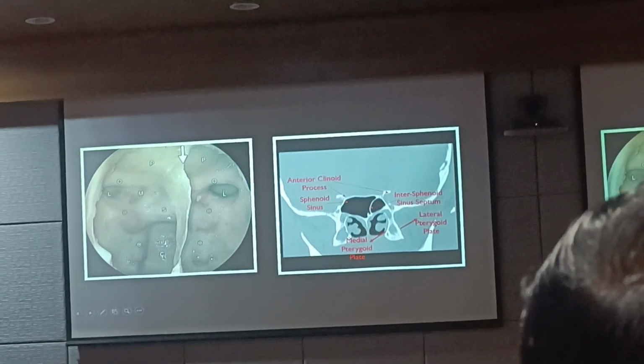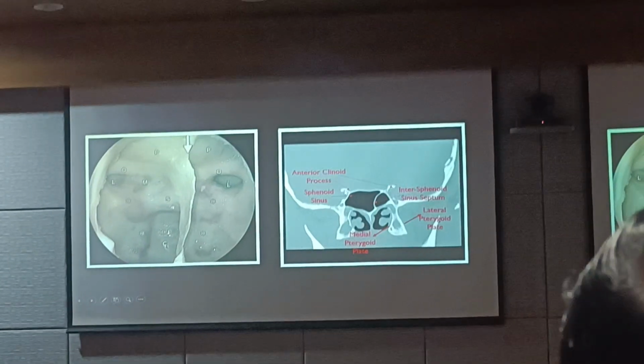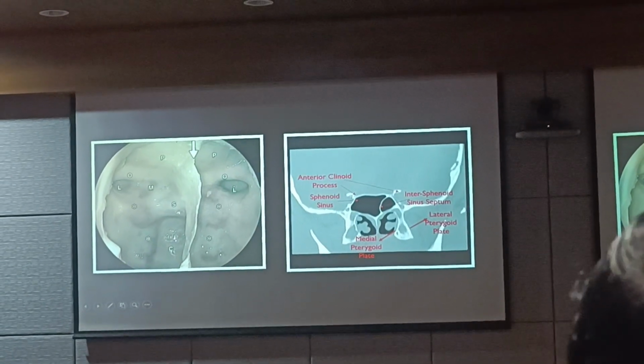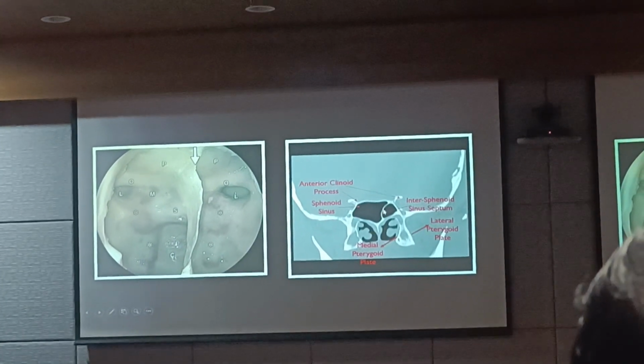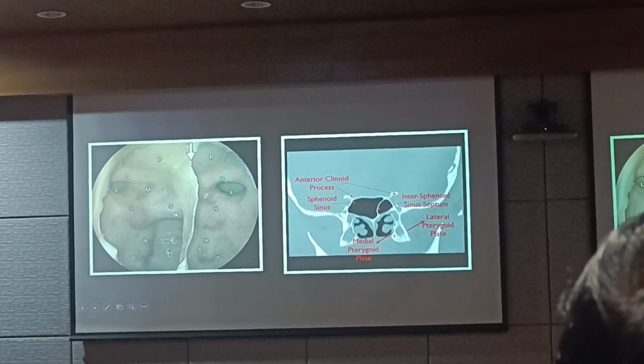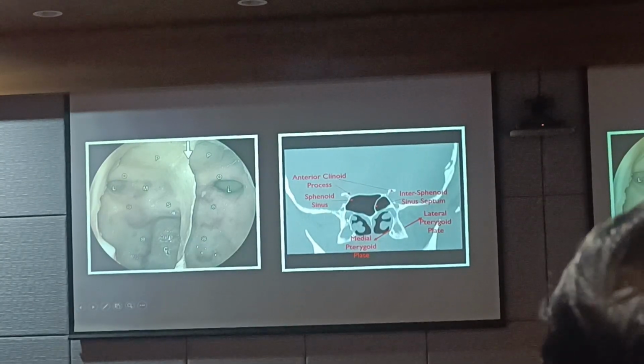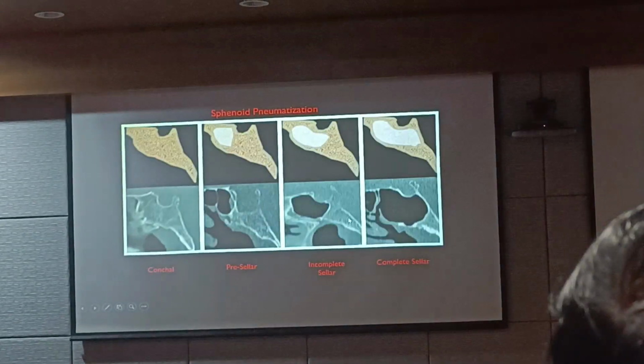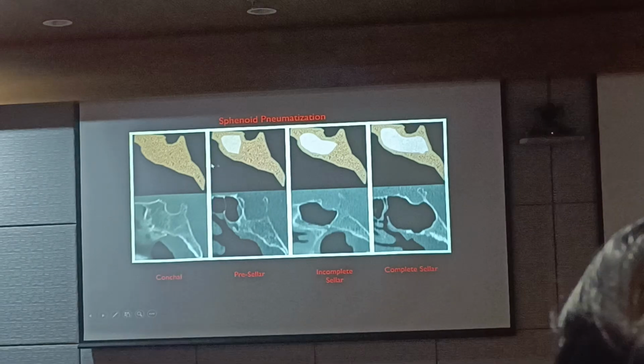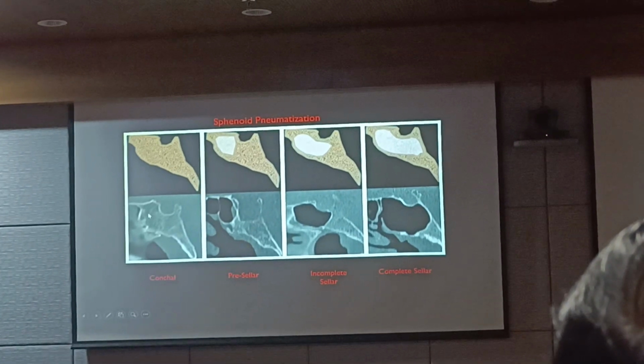Now here you're seeing the intersphenoidal septum. You're seeing the anterior process. This is not a very pneumatized anterior sphenoid process, and you can see the sphenoid sinus. Again here, medial pterygoid plate, lateral pterygoid plate. This is the pterygoid wedge. Okay. The pneumatizations of the sphenoid: conchal pneumatization, nothing at all there.